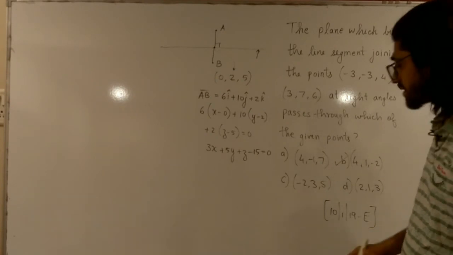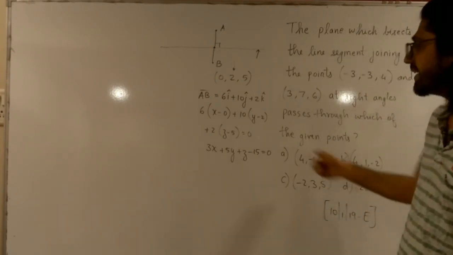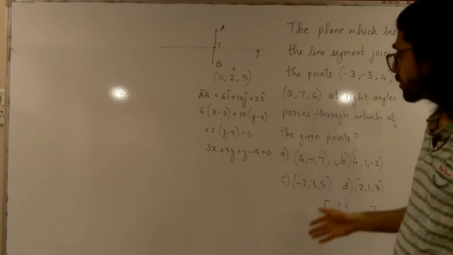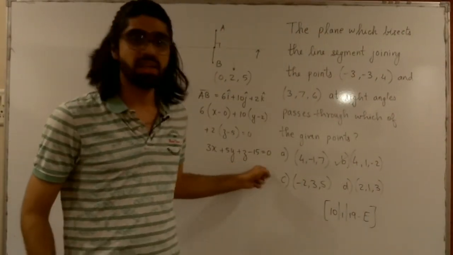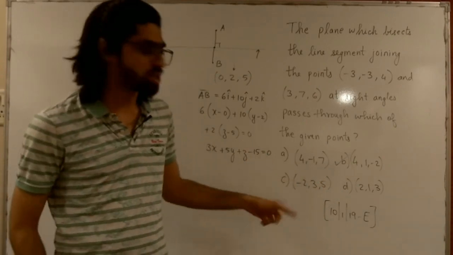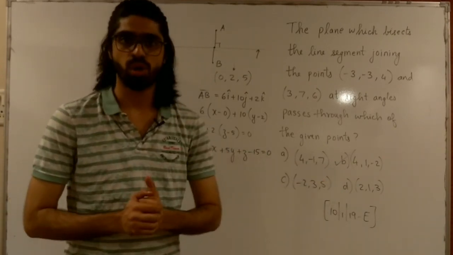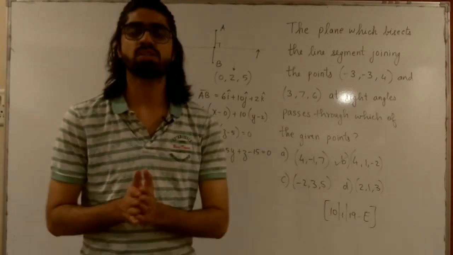Like I have said, to be on the safer side, check for option C and D as well. I am leaving that work up to you. When you substitute option C and D in the equation of this plane, you will realize that these are not going to satisfy the equation, and that is why C and D will also be wrong. So finally option B is the right answer for this question.